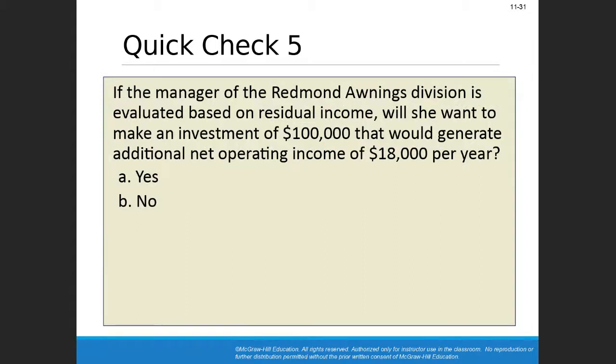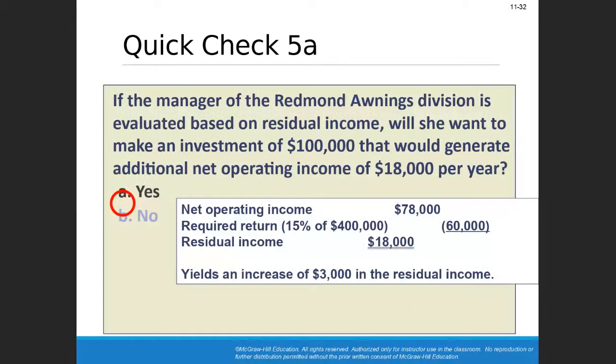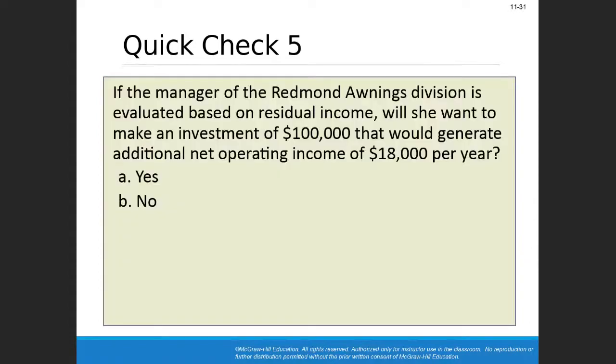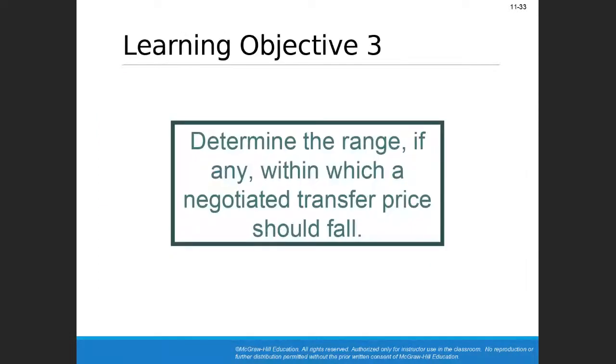What if we make an additional investment that would generate 18,000 per year, right? Well, that's going to change our net operating income. It's going to change, and I can already tell by looking at this that that's more than 15%, so it would add, right? So I'm just going to say yes. Let's look at the numbers. So we'd go from 60,000 to 78. 15% of 400,000 is 60, right? So the residual income is 18, and that's 3,000 more residual income than here, right? So that seems like a good idea. We should do that.